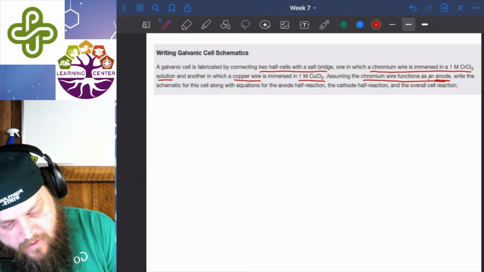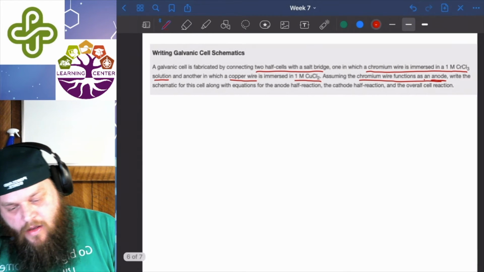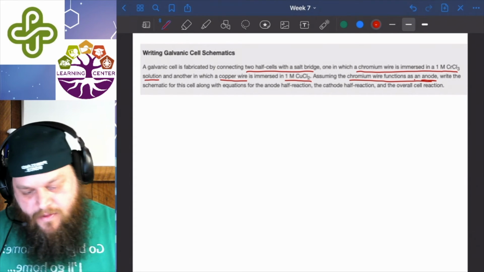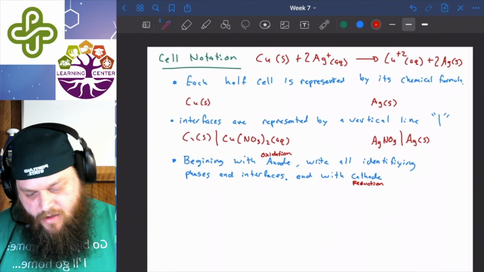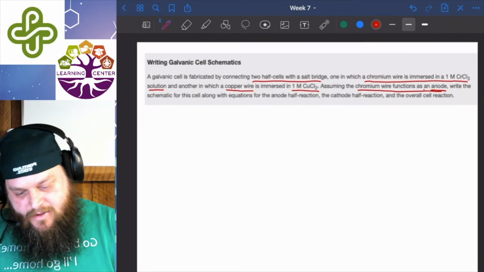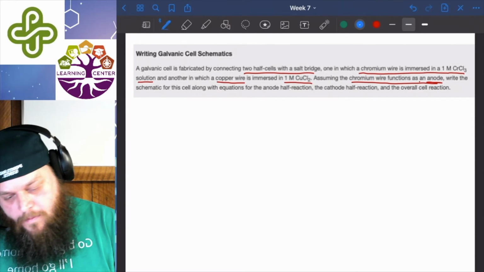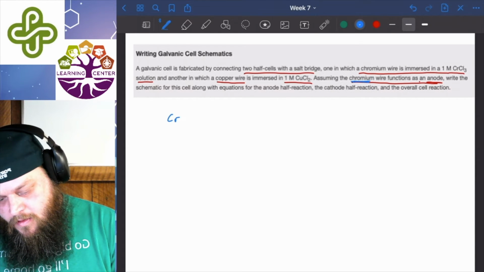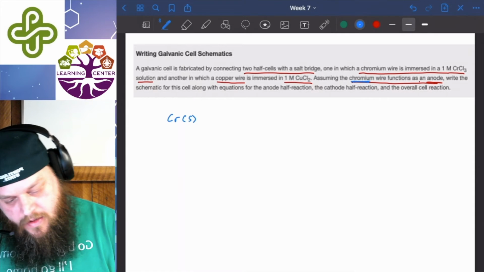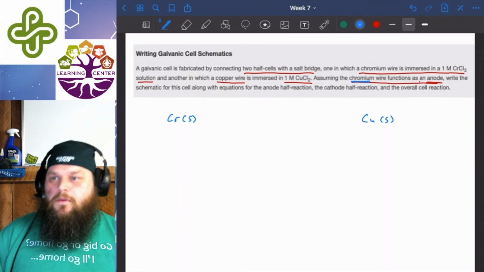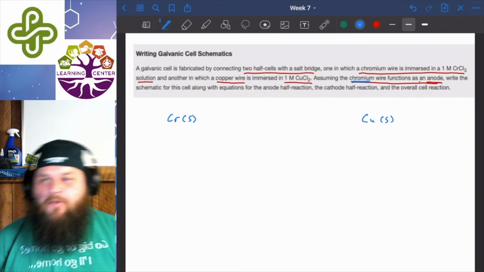Assuming the chromium wire functions as an anode, write the schematic for the cell, along with the equations for the anode half reaction and the cathode half reaction. So looking back on what we just talked about, we always begin with the anode and work our way to the cathode. In this case, we write the chromium, Cr, on the left side. And then on the right side, we would write our copper. That's going to be a solid as well.